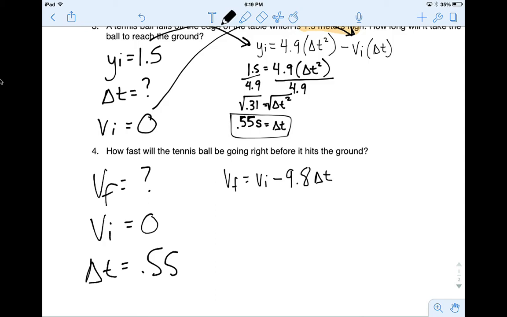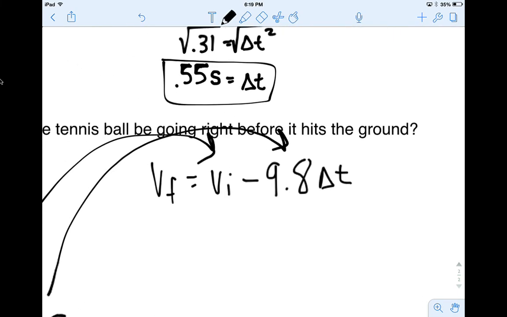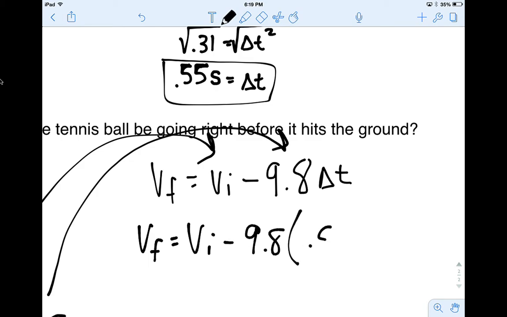So I'm going to take my 0 and plug it in there, take my 0.55 and plug it in there, and I'm going to end up with VF equals VI minus 9.8 times 0.55, and I messed up. I left a VI in there. I should have put a 0. There we go.